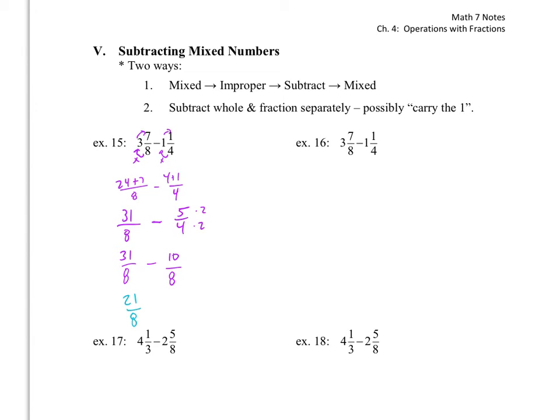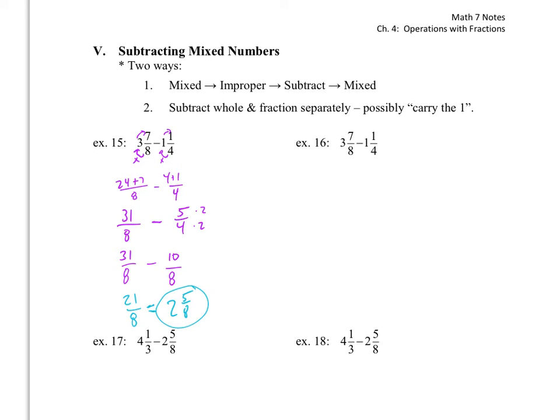21 eighths is the same as... We're going to go back to a mixed number. How many times does 8 fit into 21? 2 times. How many are left over? 5. Okay, so we started with mixed numbers, we made them improper fractions, and we ended up back with mixed numbers. That's one way to do it.